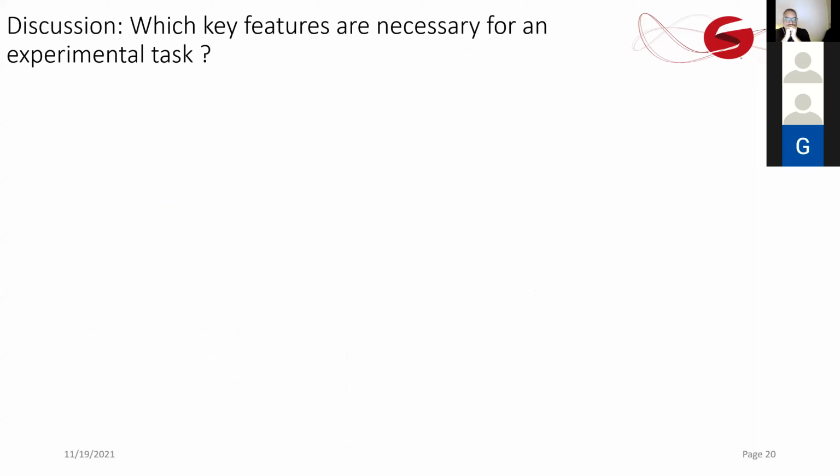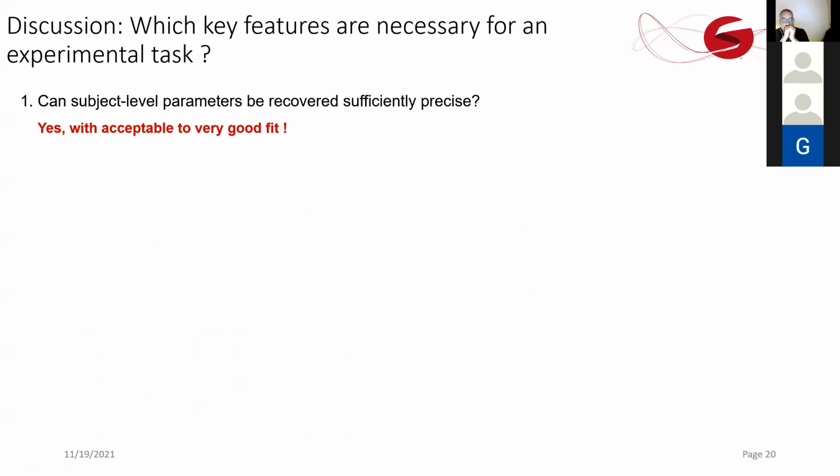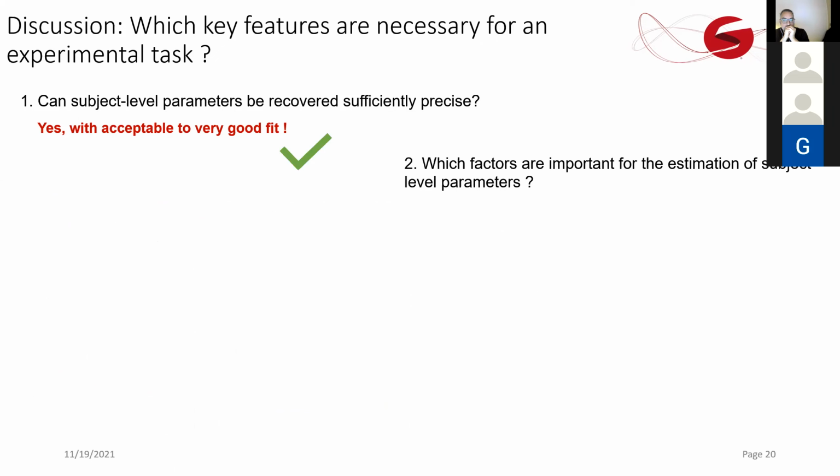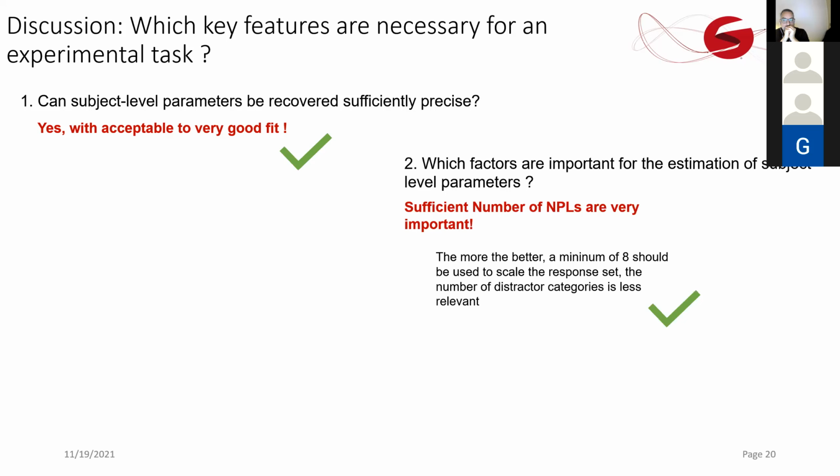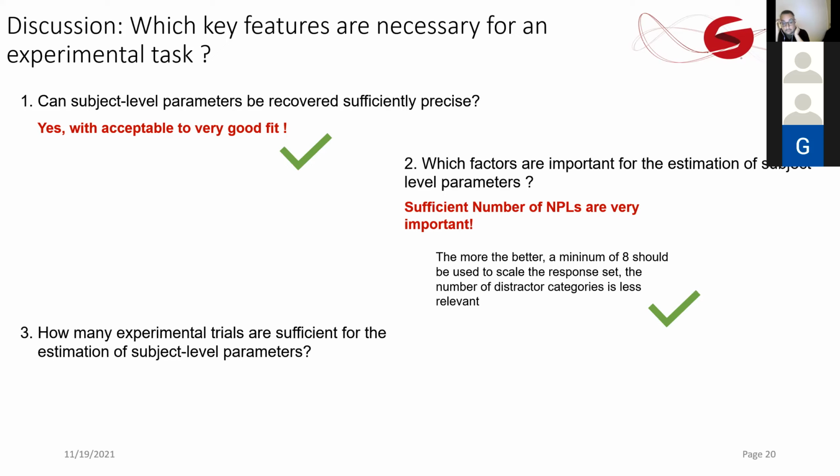So which key features are necessary for an experimental task? We have these 3 main research questions. Can subject level parameters be recovered sufficiently precisely? Yes, with acceptable to very good fit. Which factors are important for the estimation of subject level parameters? A sufficient number of NPLs is very important. The more the better. A minimum of 8 should be used to scale the response set. The number of distractors is less relevant. And how many experimental trials are sufficient for the estimation of subject level parameters?